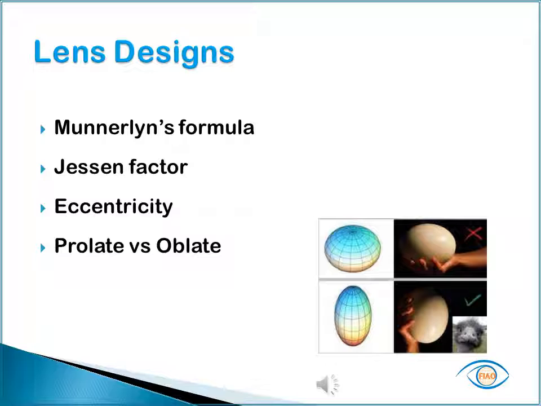Now, this particular slide here talks about other things that we might ask. These won't be a giant part of the test, but as you can see, Munnerlyn's formula, eccentricity, prolate versus oblates, you've got to have a good broad sense, and so these might be a part of it.